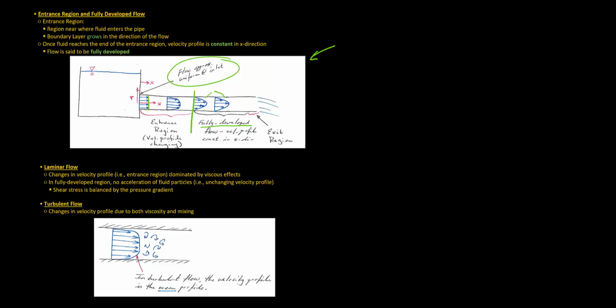So what we can say is that in the entrance region, the velocity profile is a function of both the radial position and the axial position. However, on the other hand, for fully developed flow, where the velocity profile is no longer changing in the axial direction, the velocity is only a function of radial position.